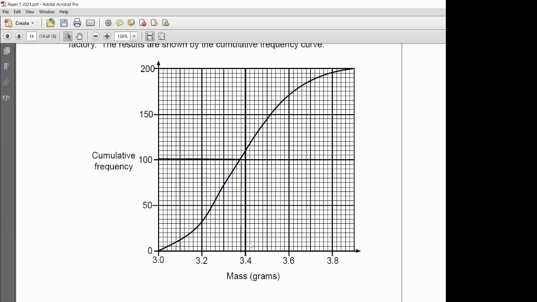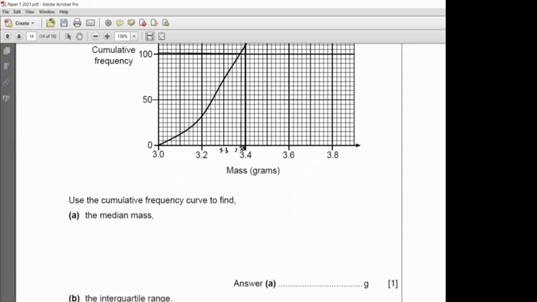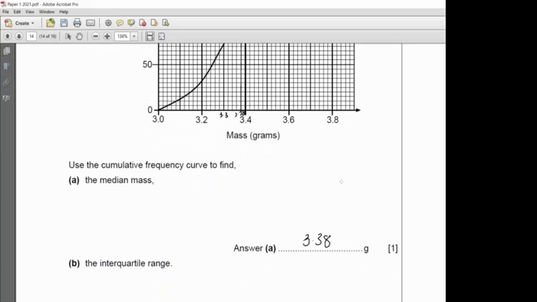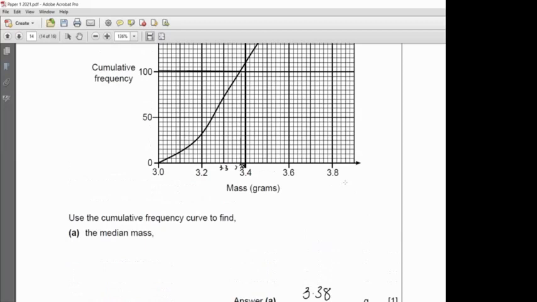So if I read this, this is 3.3. Okay, so let me write that down. This is 3.3, and this is 3.32, 3.34, 3.36. This point here will be 3.38. Okay, so you need to show these lines again because everything is black. It's not so clear, but we want to see these lines from here. So the median mass is 3.38 grams.